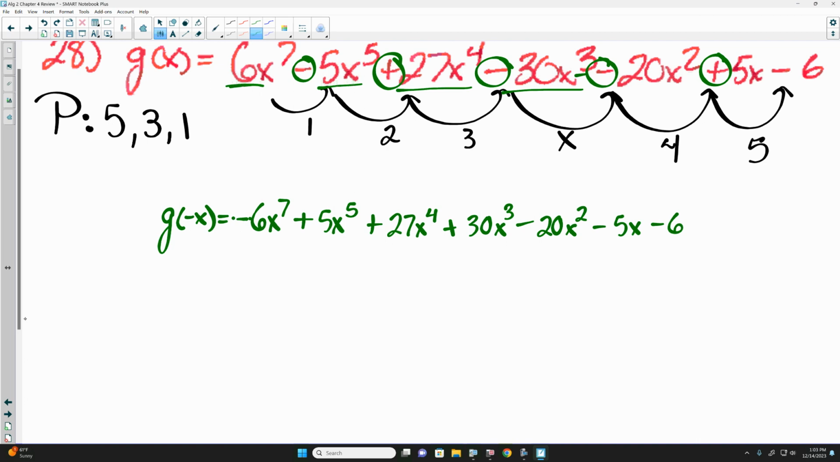So for Descartes' rule of signs, when we're trying to find the negatives, when we rewrite it out, if the exponent's odd, change the sign. If the exponent's even, keep it. Keep the same sign.